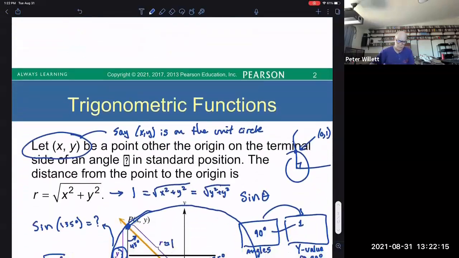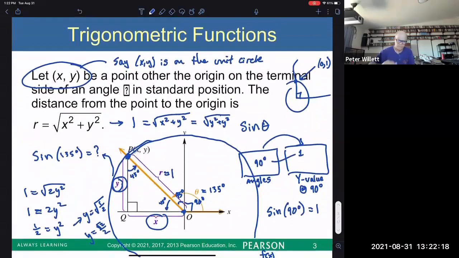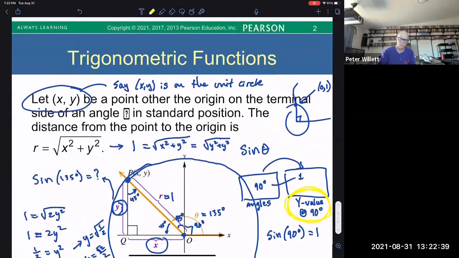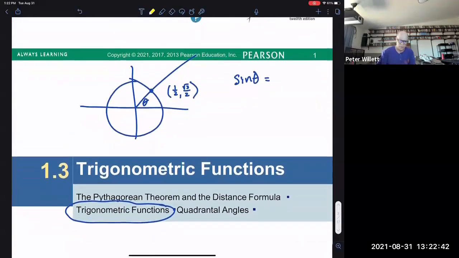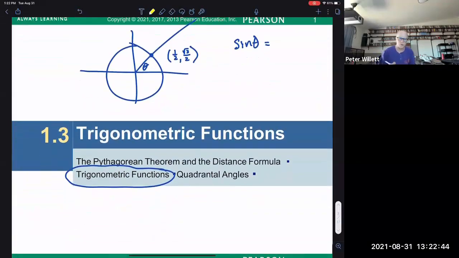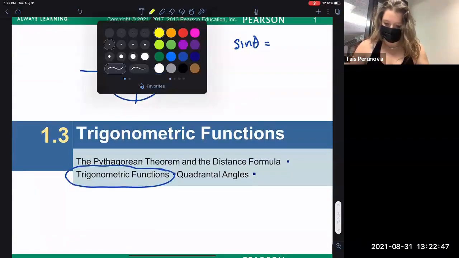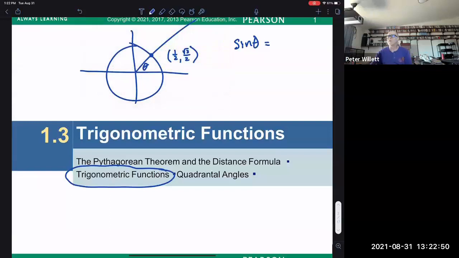So let me go back here. I was saying that the way we're going to want to view sine, by definition, is that it is the y value, at the angle that you plugged into the sine, of a point on the unit circle. So if I tell you up here that theta goes through that point on the unit circle, and I ask what is sine of theta, then it would really be saying what is the y value of that point on the circle.